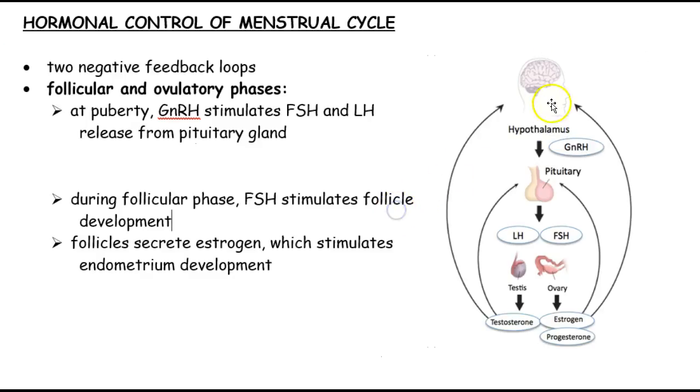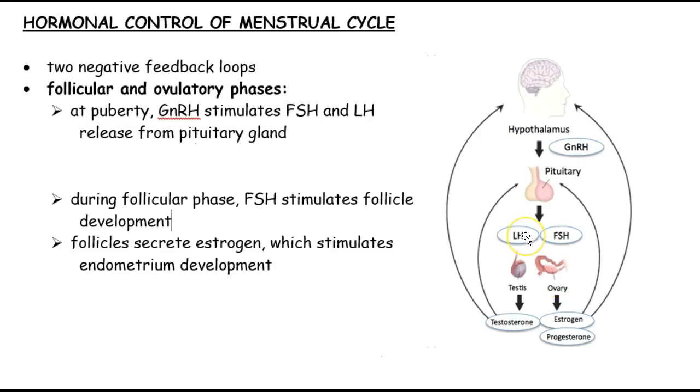GnRH at puberty is going to be released from the hypothalamus. It's going to signal to the pituitary to also release LH and FSH. But the results of LH and FSH will be similar, but the hormones will be different. So luteinizing hormone is going to be responsible for thickening up the endometrium. And FSH is still follicle stimulating hormone. It's going to stimulate the maturation of that immature egg.